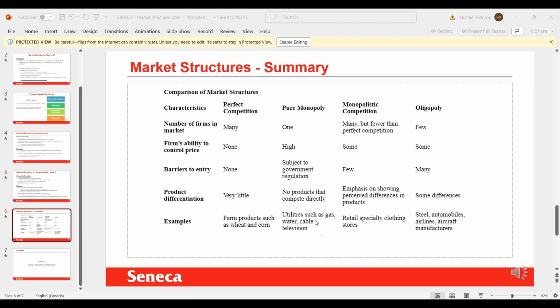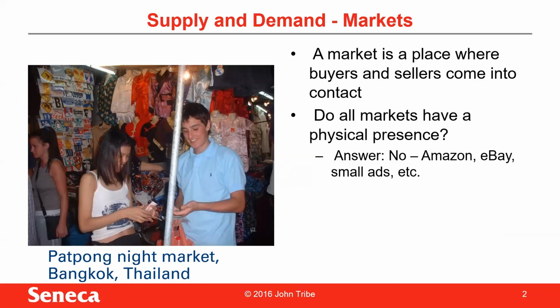Pure monopoly, utilities such as gas, water, cable, television. Monopolistic competition examples: retail, specialty clothing stores. Oligopoly, steel, automobiles, airlines, aircraft manufacturers. Supply and demand markets. A market is a place where buyers and sellers come into contact. Do all markets have a physical presence? Answer no. Amazon, eBay, small ads, etc.